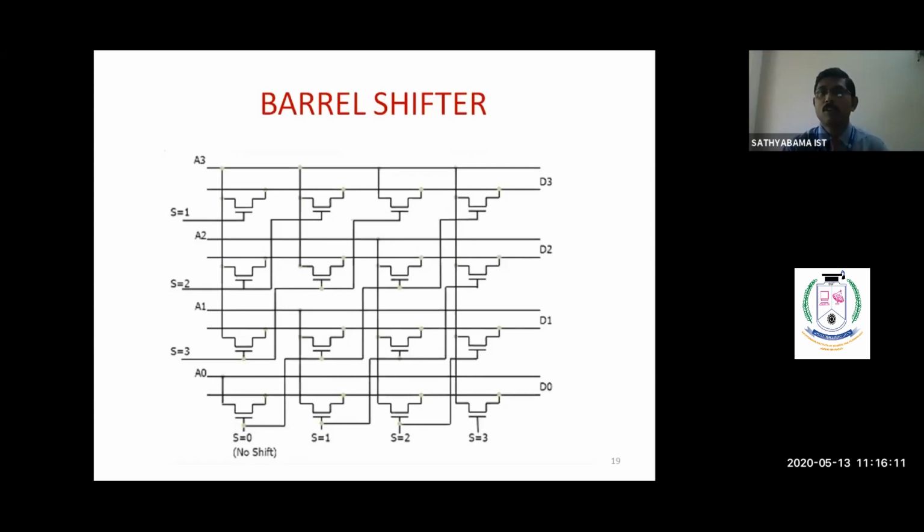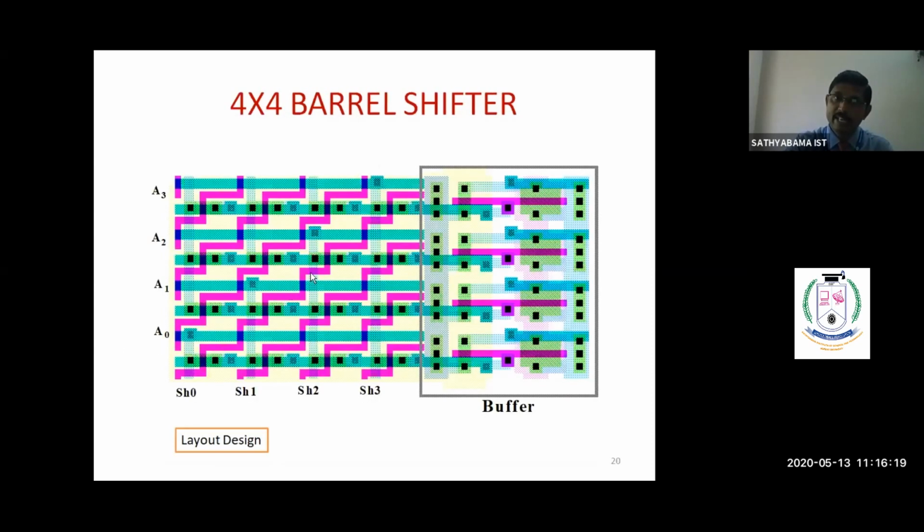So this is the 4x4 barrel shifter layout design. Here you can see the control signal SH0 passing through in a diagonal way. Similarly, SH1 is also passing through in a diagonal way, and SH2 is also passing through in a diagonal way. Like this we can design an n cross n barrel shifter. So we can make the shifting either 1 bit, 2 bit, any number of bits. This is called a barrel shifter. So this is nothing but the 4x4 barrel shifter layout design.